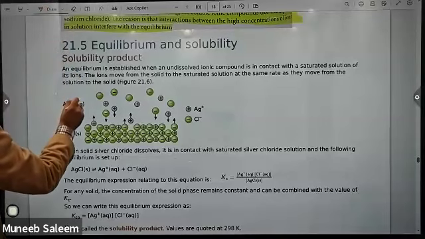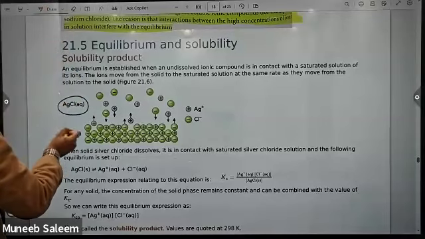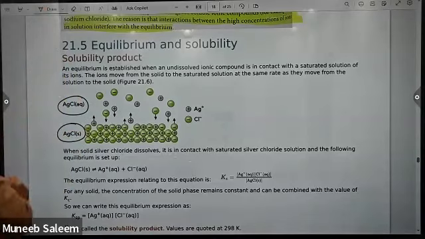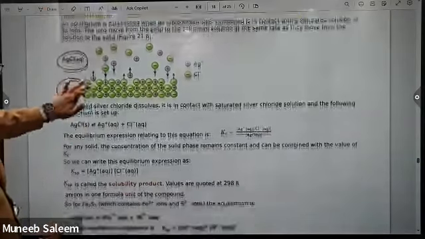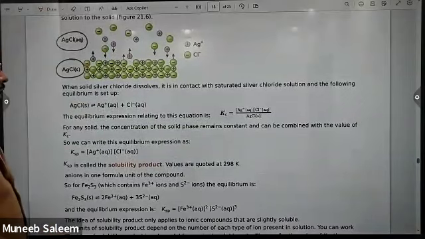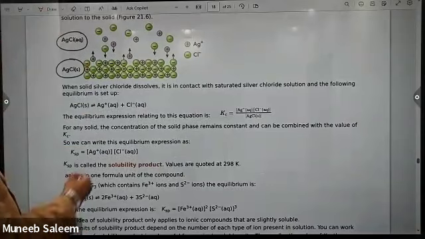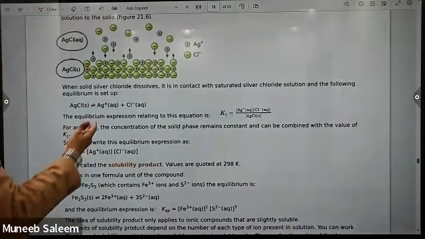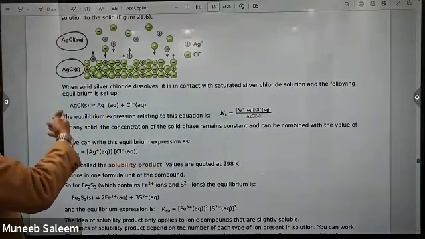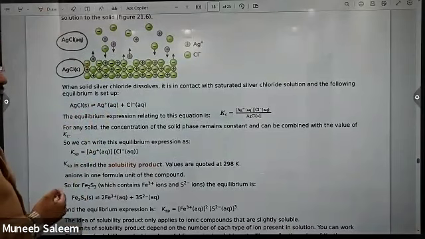And here is the indication. Aqueous means the ions are dissolved, and solid means undissolved. When solid silver chloride dissolves, it is in contact with the saturated silver chloride solution, and the following equilibrium is set up. So this equilibrium is established when there is a change in phase.